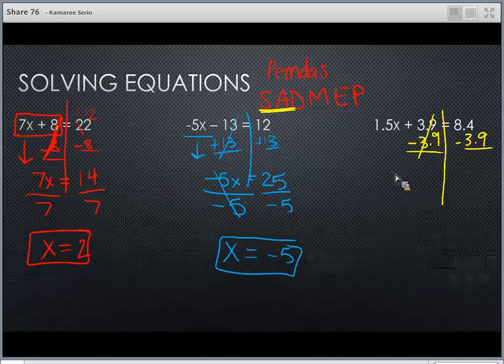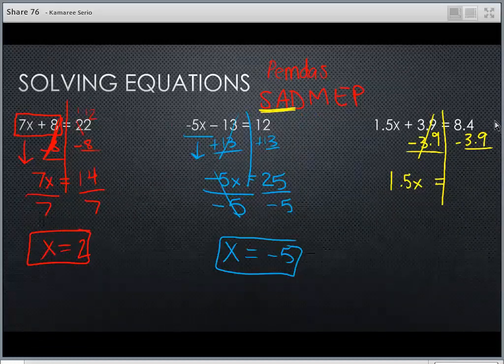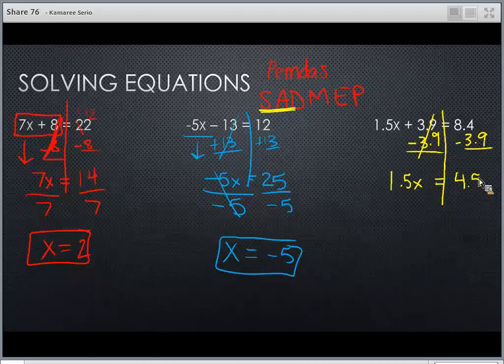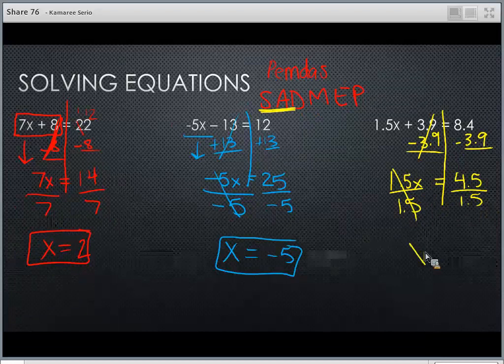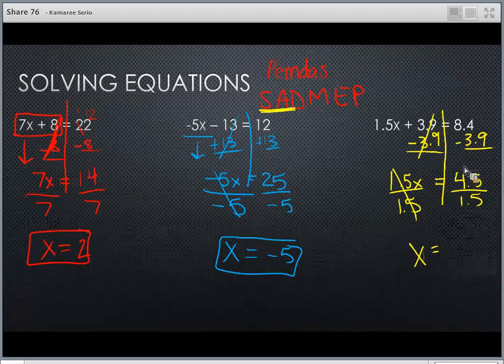So that will go away, and I'm left with 1.5x equals, let me type that into my calculator, 8.4 minus 3.9. I get 4.5. And since this is being multiplied to x, I need to divide it. 1.5 times x, so I'm going to divide by 1.5, the inverse operation. And x is going to be equal to 3.